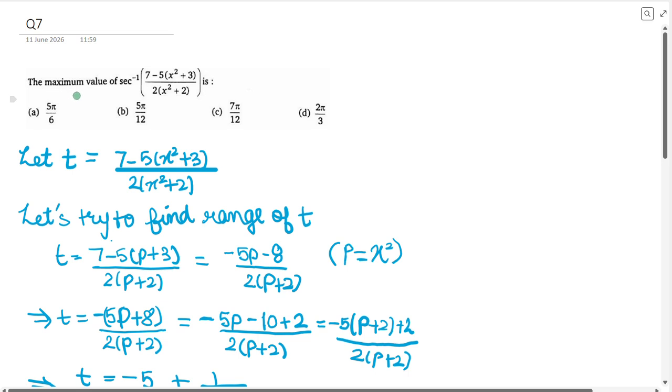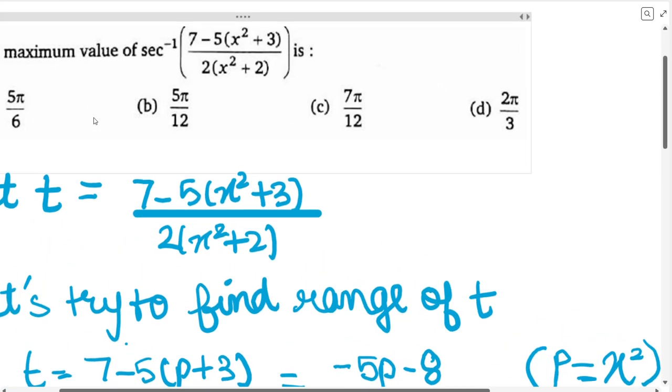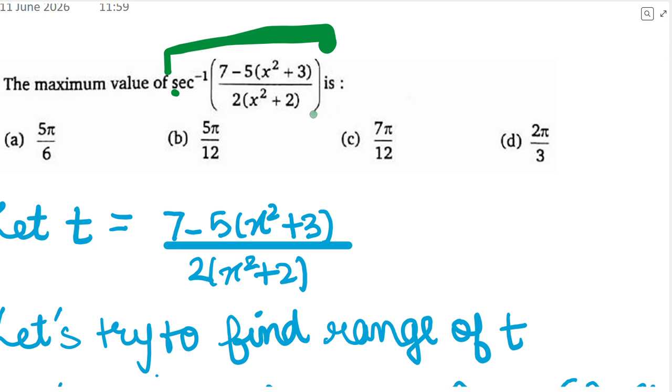So in this question, we need to find the maximum value of sec inverse, and there is some expression inside it. Let t be that expression which is given inside the sec inverse. Now to find the maximum value, the question is basically asking us to find the range. So one thing we can do is find the range of this inner term. Then we'll apply it inside the sec inverse.